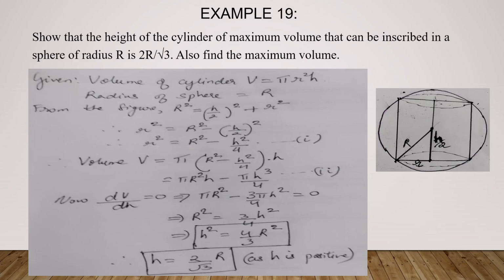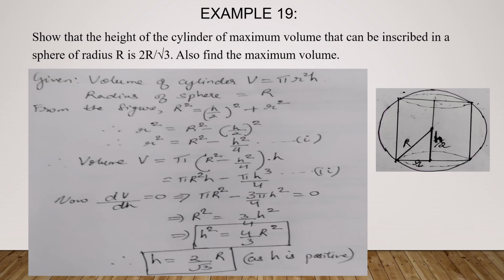Just see the diagram. Suppose the radius of the sphere is capital R and that for the cylinder is small r. So we can see from the diagram capital R square will be equal to h by 2 whole square plus small r square. So small r square is equal to capital R square minus h square by 4. So volume is pi into R square minus h square by 4 into h. Just simplify this equation.